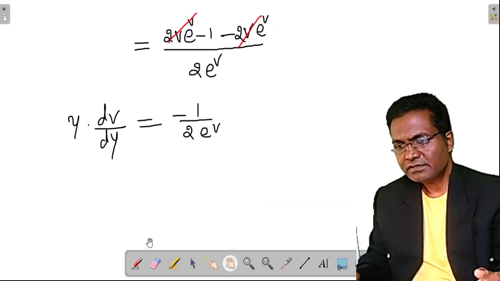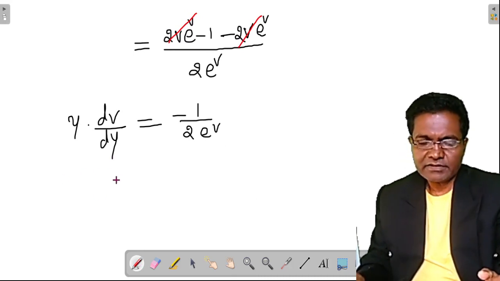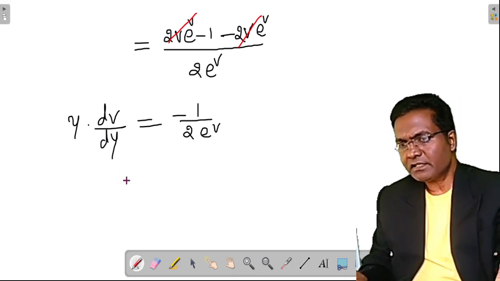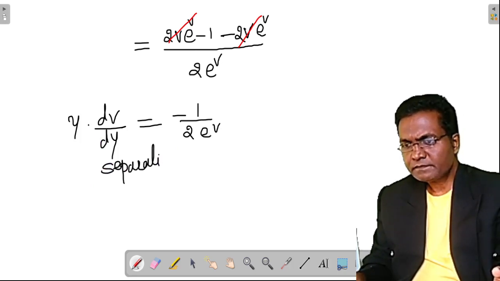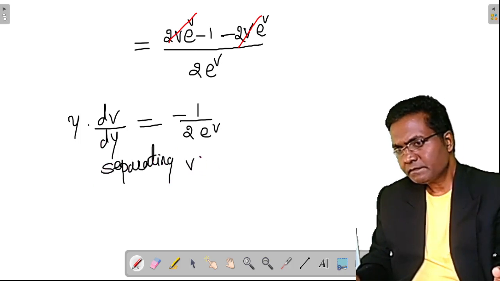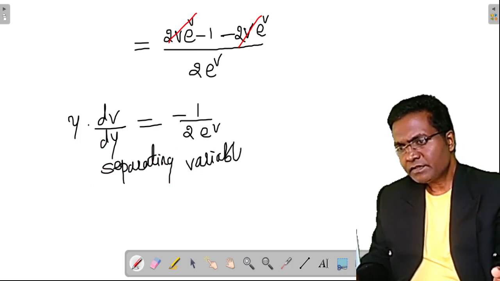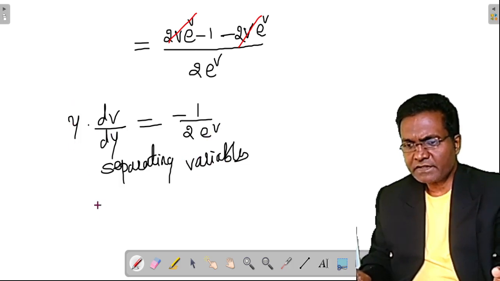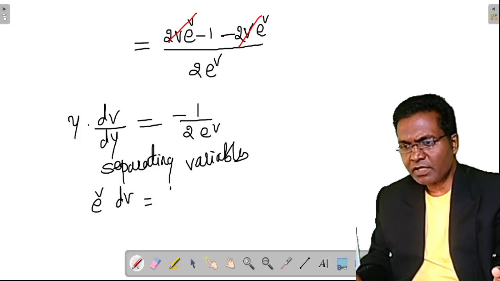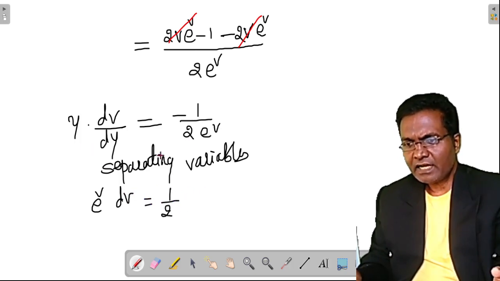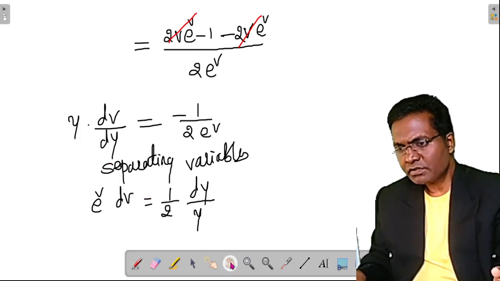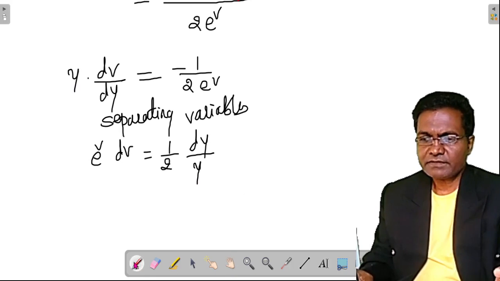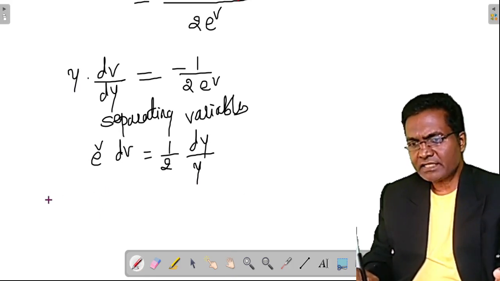Now separating the variables, the y terms and v terms. So e^v this side into dv as it is, I keep minus 1 by 2 this side as it is, with dy up and y down. So remember this. Now we have to integrate.